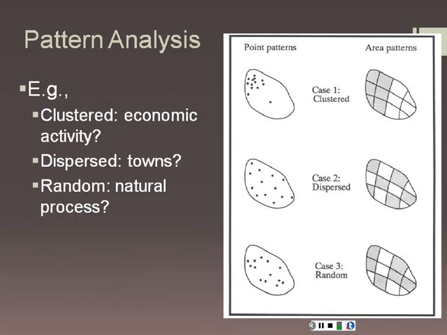So clustering, like economic activity or towns. Dispersion, maybe top-level predators. Random distributions or spatial distributions tend to be the outcome of natural phenomena. Although, like I said, not always. Can you think of any random spatial distributions that human beings create? It's pretty hard. I have trouble with it.